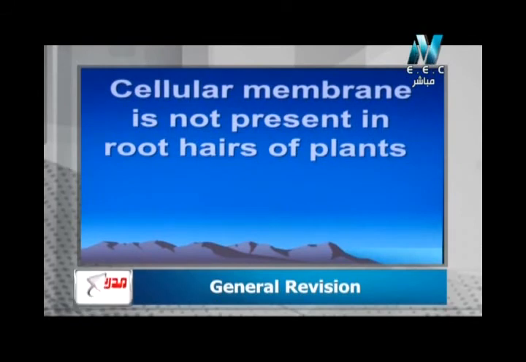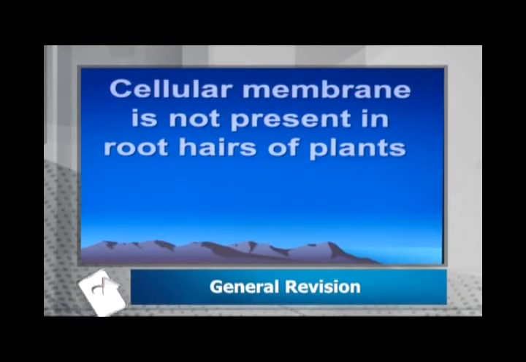Okay, another question. Cellular membrane is not present in the root hairs of plant. Cellular membrane here means the cell membrane around all the cells of the plant or of the root hair. Every root hair cell has around it a membrane that we call the cellular membrane. And this membrane controls the passage of substances in and out of the cell. It is exactly like a door that controls the entry or exit of any substance into the cell. Imagine if there is no membrane or no door, we cannot control.